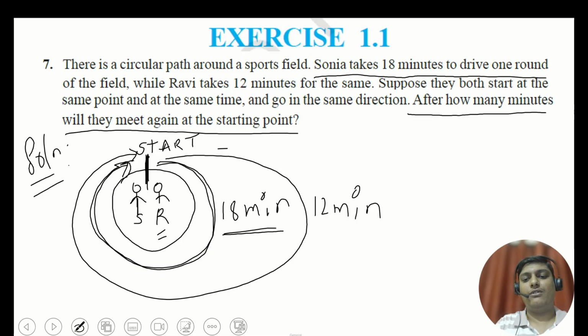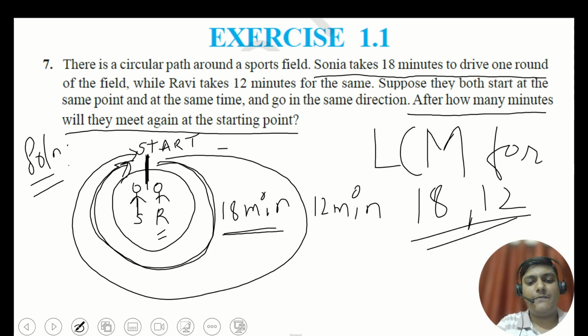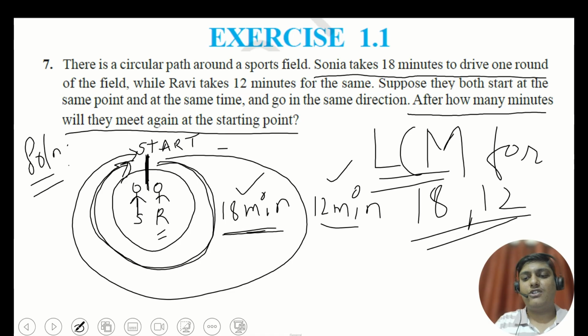So for this, you have to simply find the LCM of 18 and 12. Why LCM? Because the LCM is a number which is common for both. For Sonia and Ravi, the starting point is common at the start, and when they meet also, it should be common for both, correct? So in respect to time, it should be a common value. That's why we have to find the LCM. So what would be the LCM of 18 and 12?